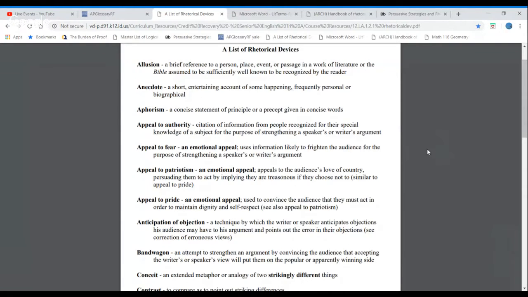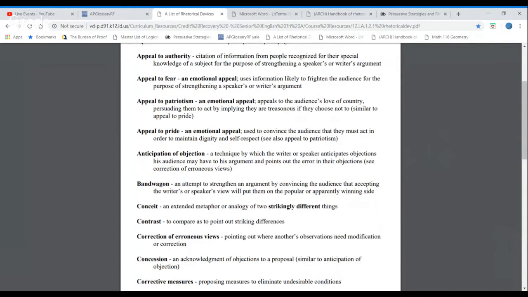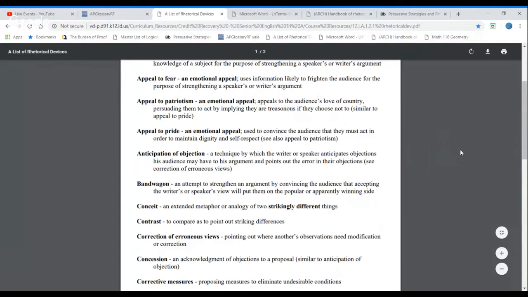It's also an ad hominem, but it's also appeal to fear, because it's trying to frighten the audience away from looking into this, or coming forward. So it sort of strengthens their argument, because it stops people looking, because they think they're going to be called names. Appeal to patriotism, an emotional appeal, appeals to the audience's love of country, persuading them to act by implying they are treasonous if they choose not to. Similar, appeal to pride, an emotional appeal used to convince the audience that they must act in order to maintain dignity and self-respect.